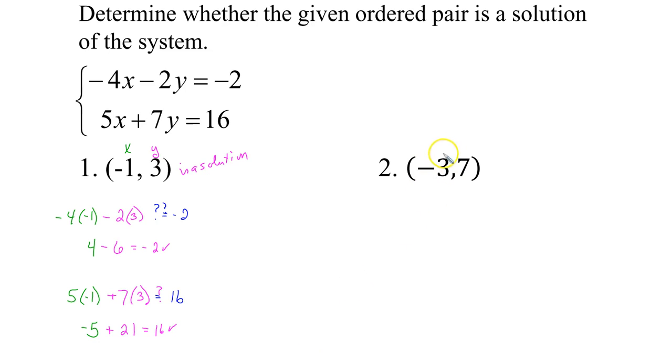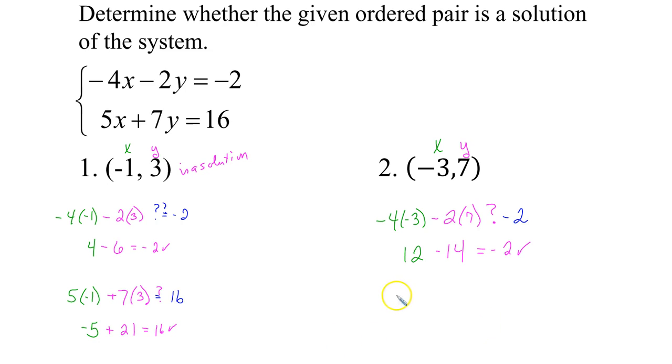Again, the first component of the ordered pair is x, and the second one is y. So we'll start with the first equation again. We have negative 4 times negative 3 minus 2 times 7. We want to know, is this equal to negative 2? So simplifying, we have 12 minus 14, and 12 minus 14 is indeed equal to negative 2. Everything looks good so far.